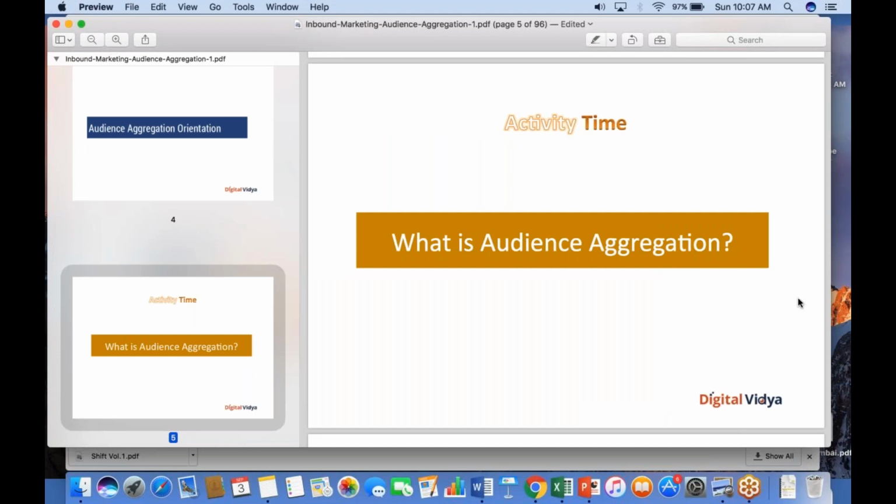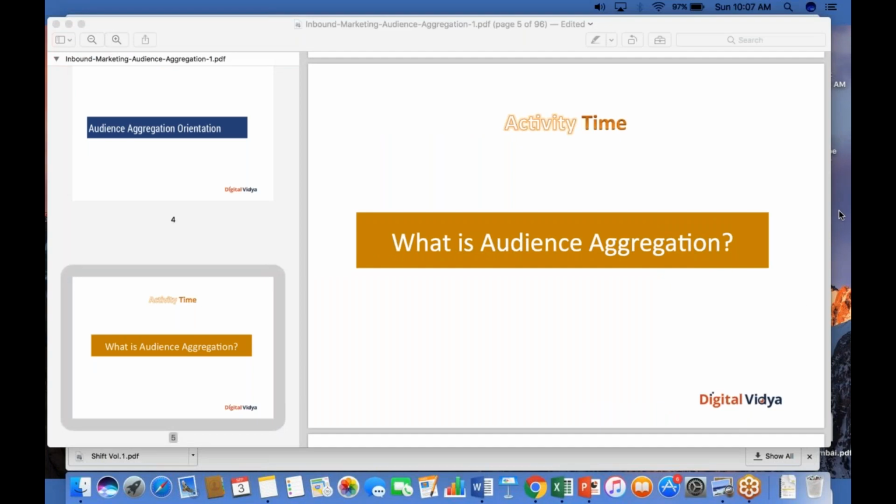The idea is, like in the previous session, we want to get a sense of the delta. So what your understanding is at the beginning of the course versus how your understanding evolves and grows as the course progresses. So take a couple of minutes and send me a private chat on what audience aggregation means to you. Your time begins now, guys.